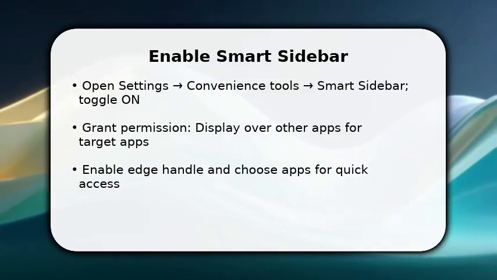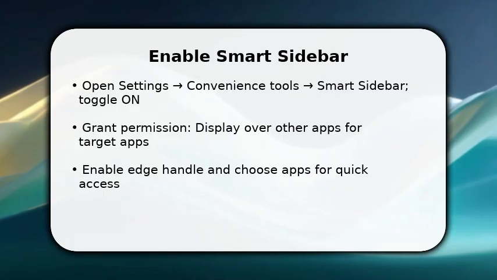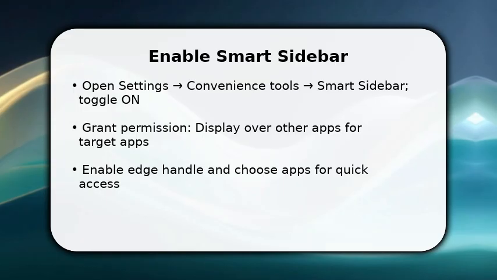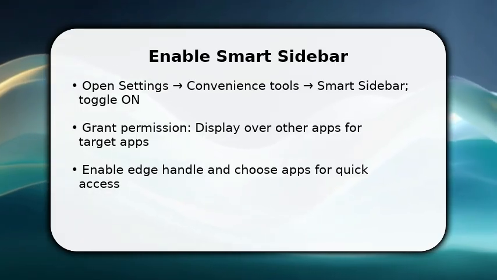You start by turning on the Smart Sidebar so floating windows can be summoned instantly. Open Settings, go to Convenience Tools, then enable Smart Sidebar. This gives you the edge handle.